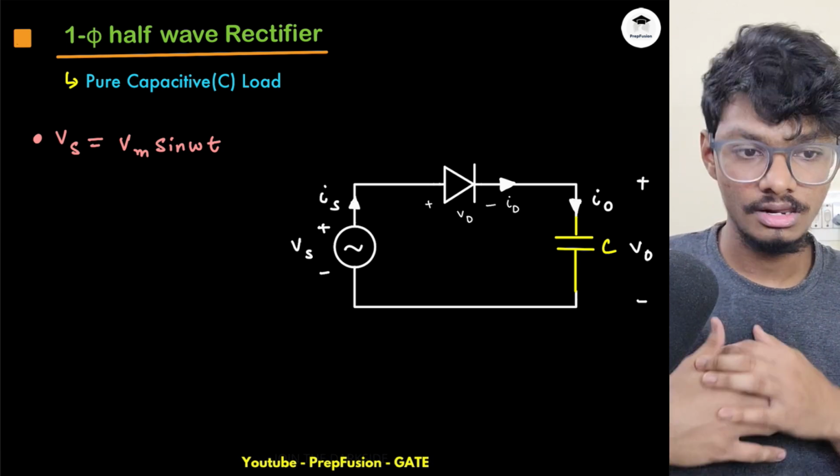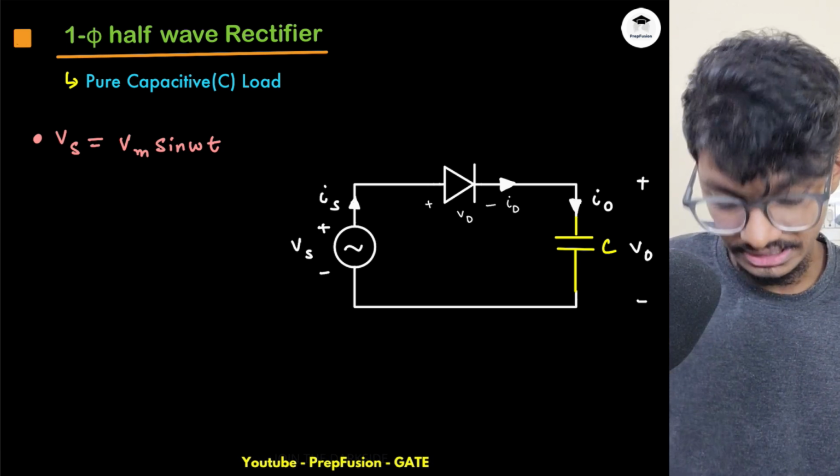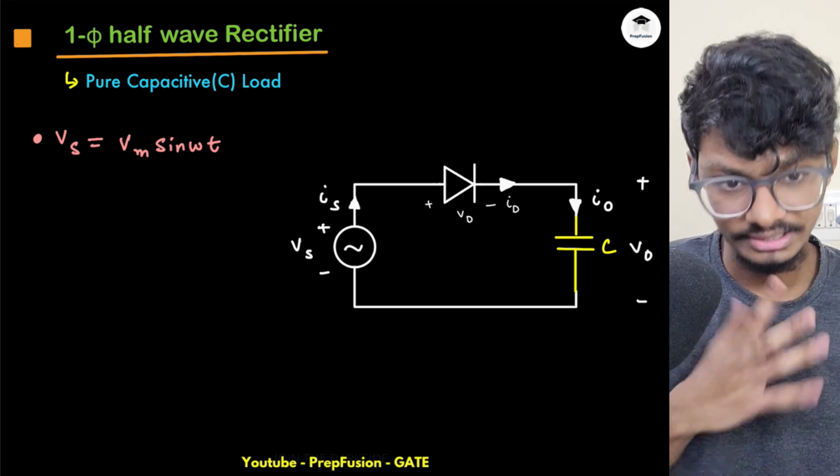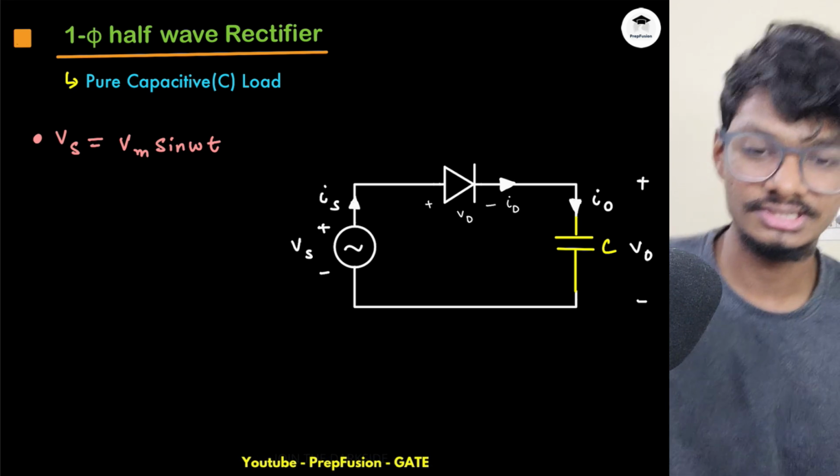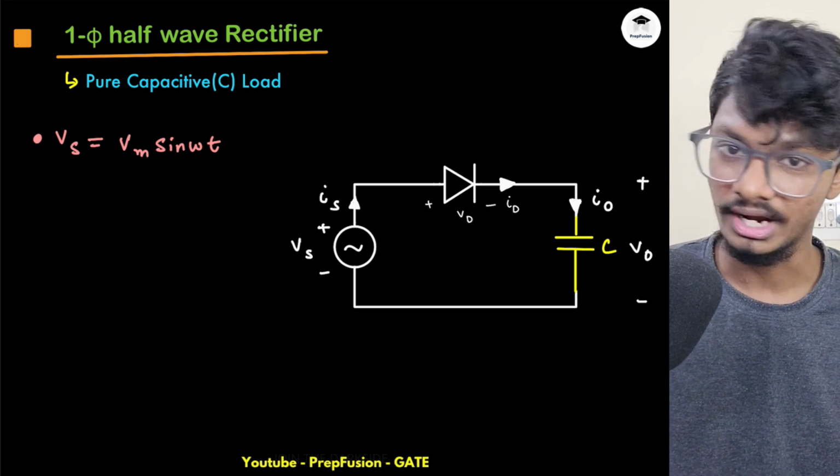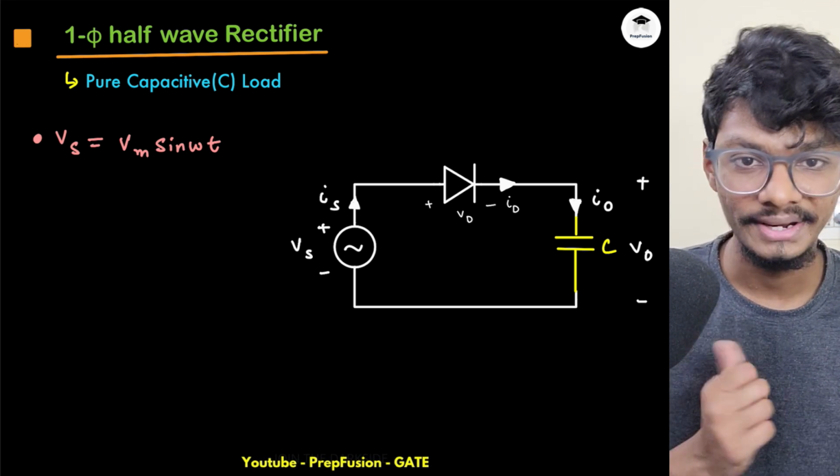Now we'll solve the single phase half rectifier with capacitive load. Here also there is a very good concept. Just learn this, okay, because if your transient is very good, you will be able to blaze through this.